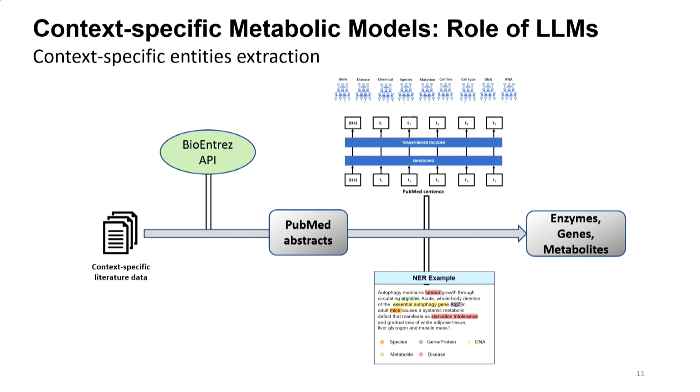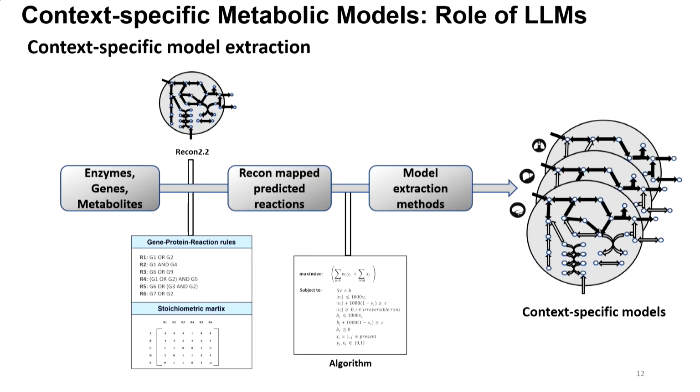And we use an NER task, with one of the large language models, to figure out what are the enzymes, genes, metabolites and other entities. Once I have these entities, I'm also interested in the relationship between them. Then we use the GPR rule and Recon 2.2 to construct or predict the reactions which are actually happening in this particular context. And then with the transcriptomics data and the model extraction method, we build the models.